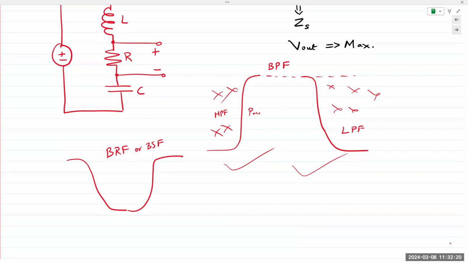But does that make sense, right? You have two filters, you bring them together, you have a band pass filter. If you cross over the cutoff frequencies, you get a band stop or a band reject filter. Okay.